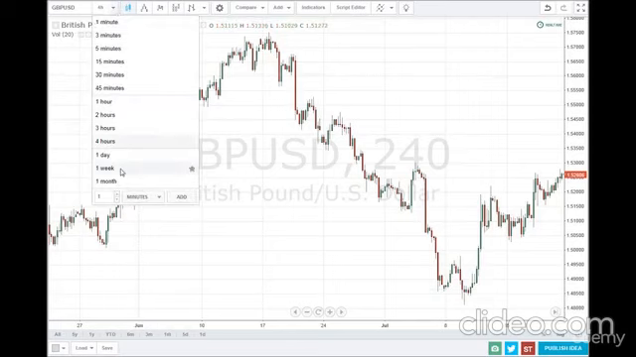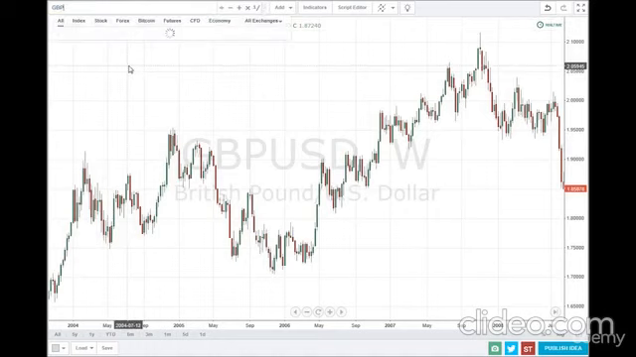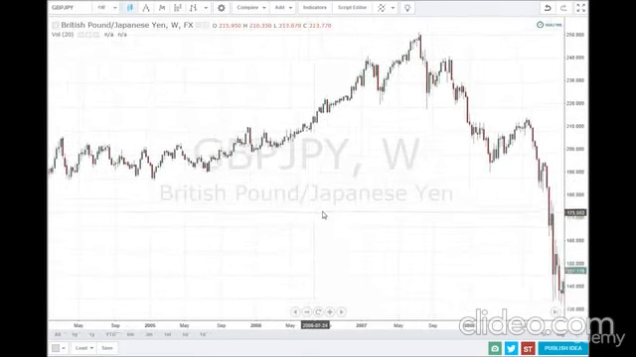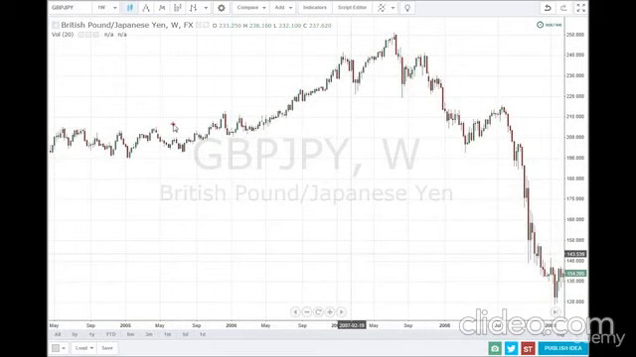If we go to a weekly chart, we can even change the currency pair. The pound against the Japanese yen, and look at this very clear head and shoulders. You don't get much clearer than that. Price is clearly uptrending. We have our pushes and pullbacks, and a clear head and shoulders marking the reversal.